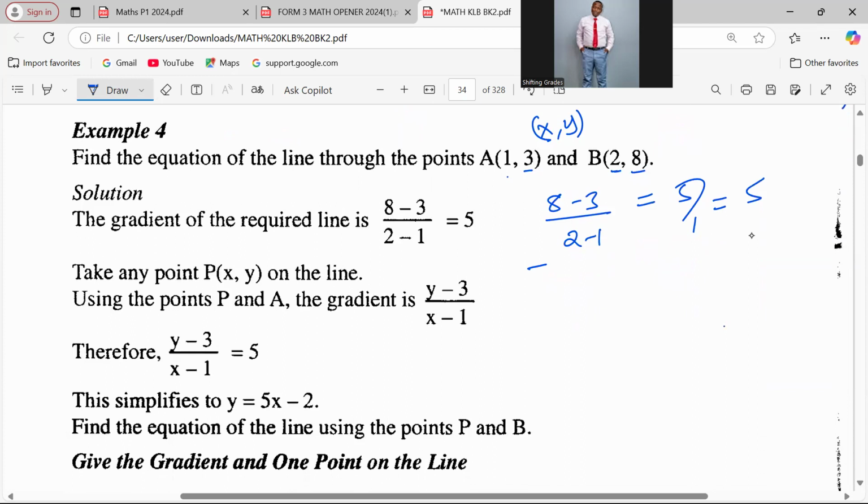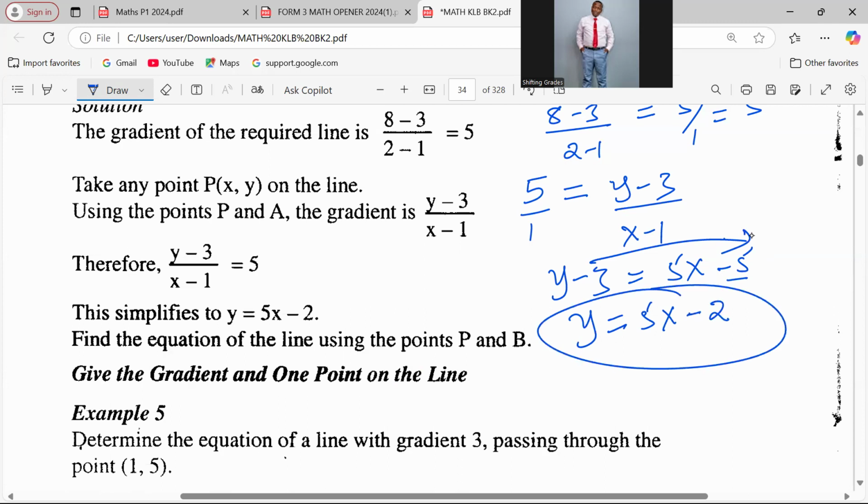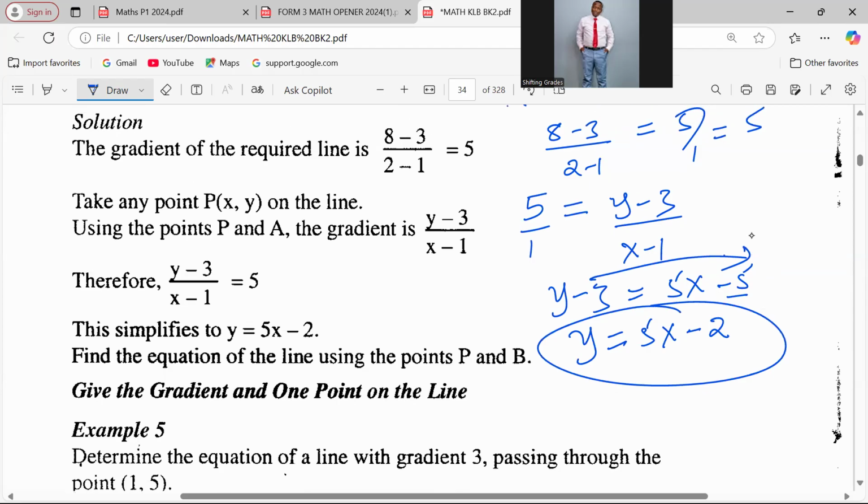So we express gradient, which is 5, using change in y over change in x. So y minus 3 over change in x, x minus 1. Cross multiplication, remember 5 is over 1 automatically. So cross multiplication will give us y minus 3 equals 5x minus 5. So y, to remain with it here, equals 5x minus 5, and then plus 3 to be negative 2. So this is the equation of that particular line.